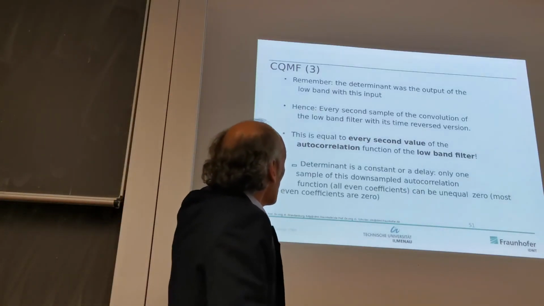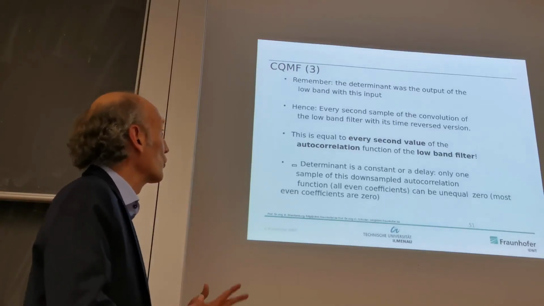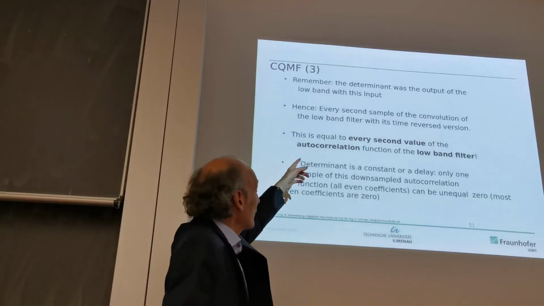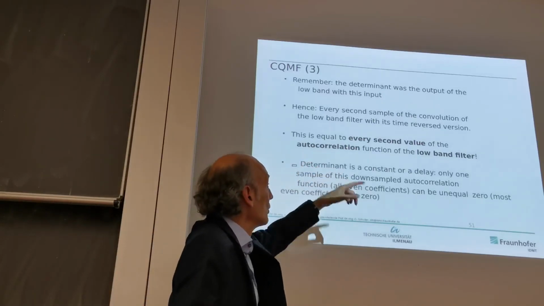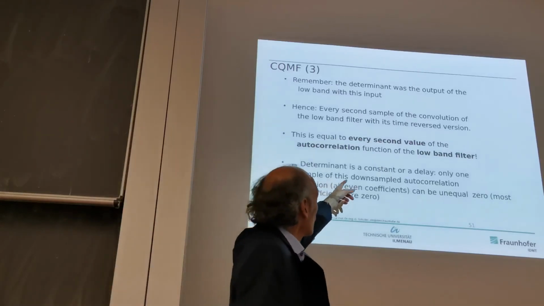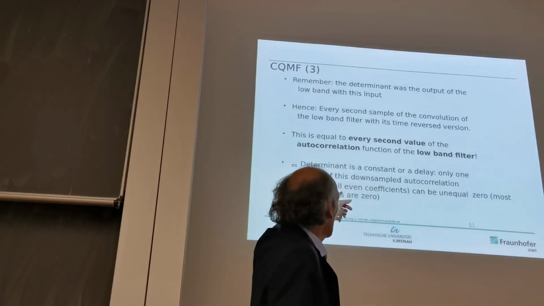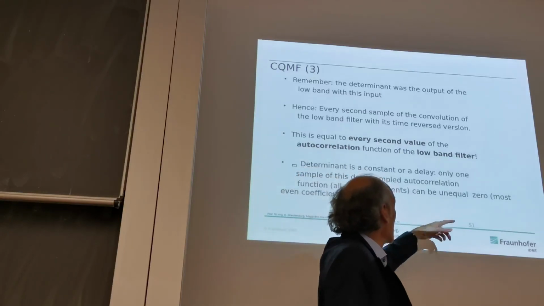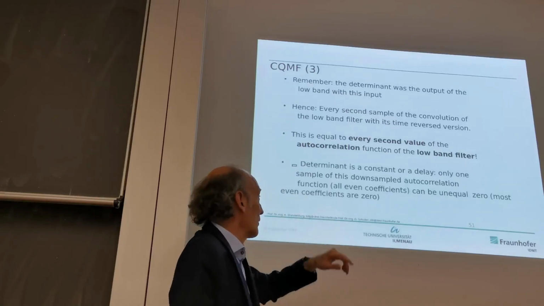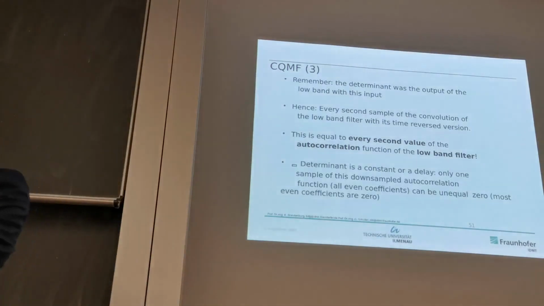So the determinant was the output of the lower band with its input, and every second sample of the convolution of the low band filter with its time reverse version. And this is equal to every second value of the autocorrelation function of the low band filter. So that means the determinant is constant, or delay means only one sample of this downsampled autocorrelation function, or all even coefficients, can be unequal 0, which means most even coefficients are 0. So this gives us a recipe for designing filters.